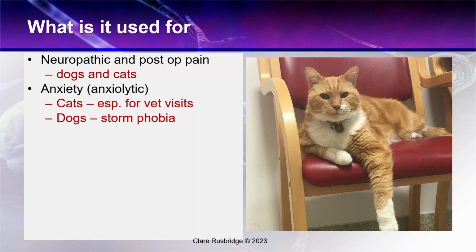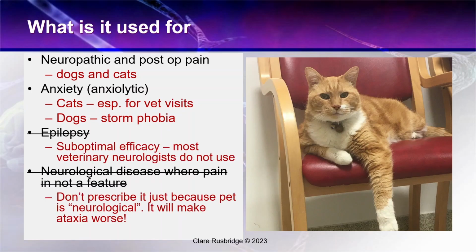Originally, gabapentin was developed for epilepsy, but it really is not a particularly good anti-epilepsy drug. There's lots of other alternatives which are more effective, and most veterinary neurologists don't really use gabapentin for epilepsy.